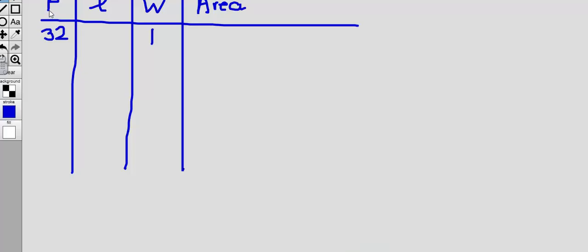Recall that if we find the perimeter, we have to use the formula 2 times the length plus 2 times the width equals, and remember it's got to equal 32. Well, the lowest whole number we can come up with for the width would be 1. So let's just apply some algebra to figure out what the length would be.